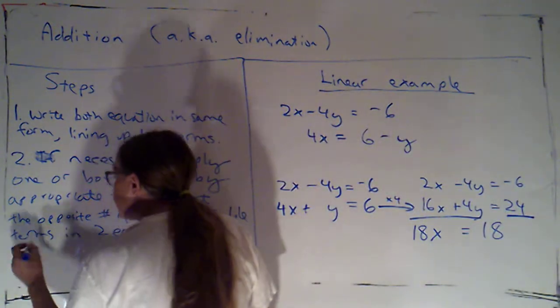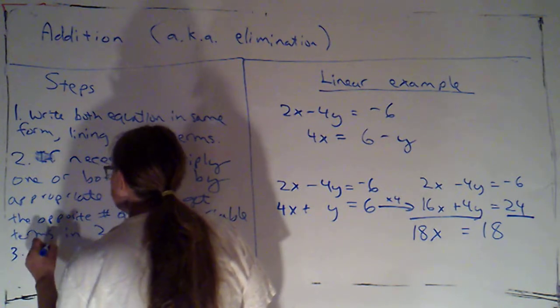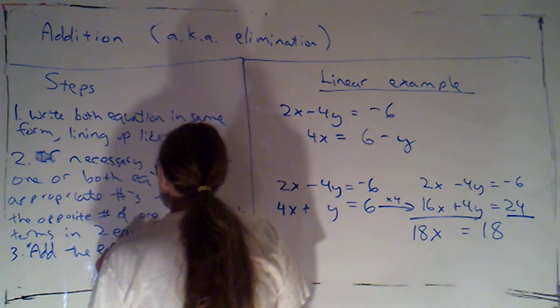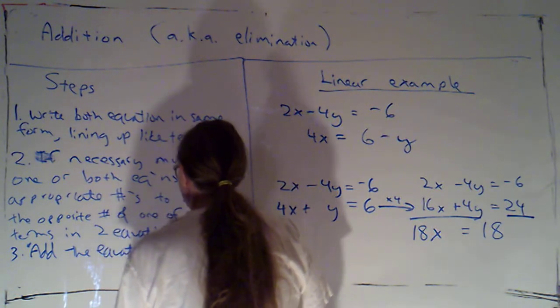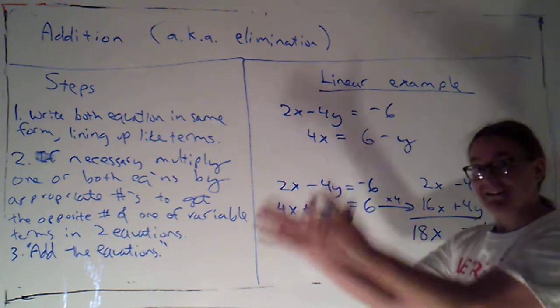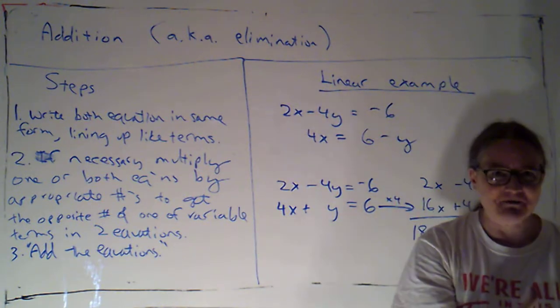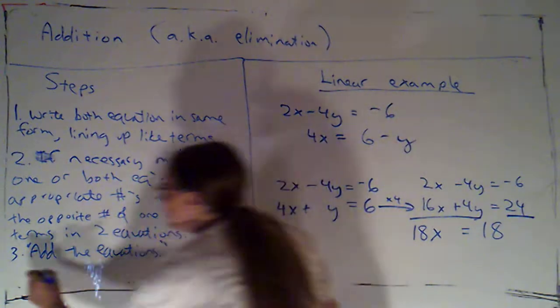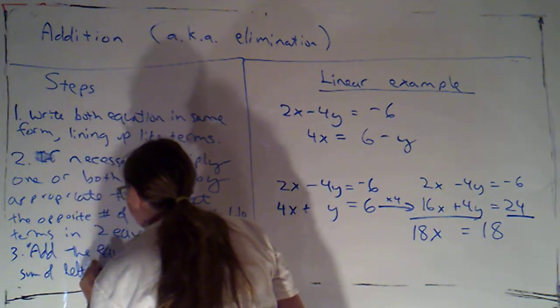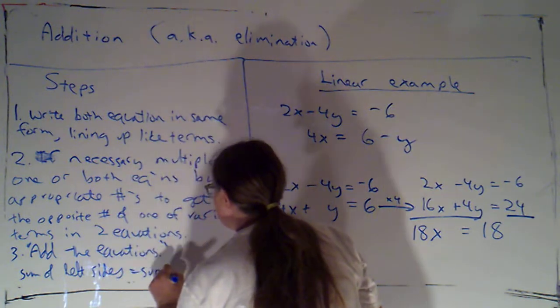And then step 3, I can add, I'm just going to say sort of informally add the equations. Now, I'm not really adding equations. What I'm doing is I'm adding the left sides and I'm adding the right sides and I'm saying they're equal. So the sum of the left sides equals the sum of the right sides.